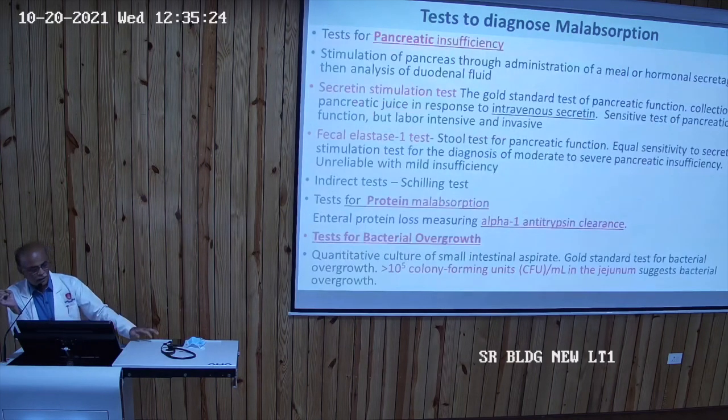Another, for pancreatic insufficiency, is the secretin stimulation test. Very old, we were reading about this secretin. An injection is given, we collect pancreatic juice and analyze it for enzyme levels. And another, nowadays, is the fecal elastase 1 test. So the fecal elastase 1 level is to be seen in the stool.